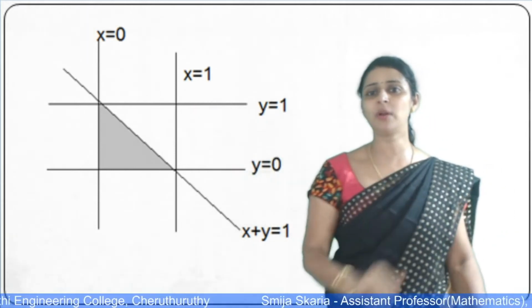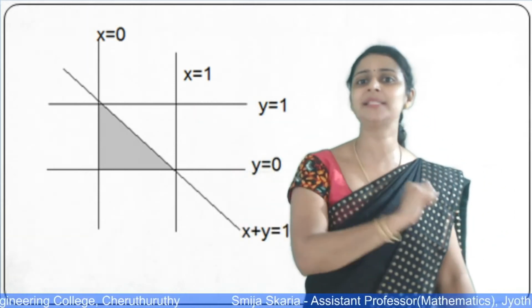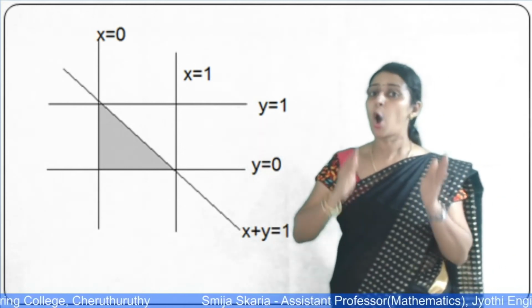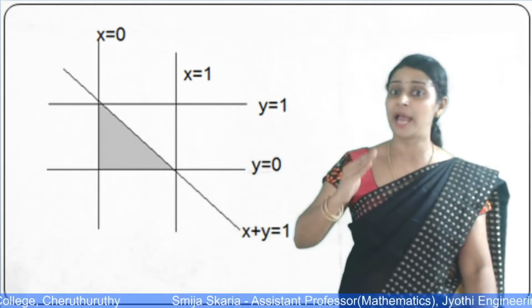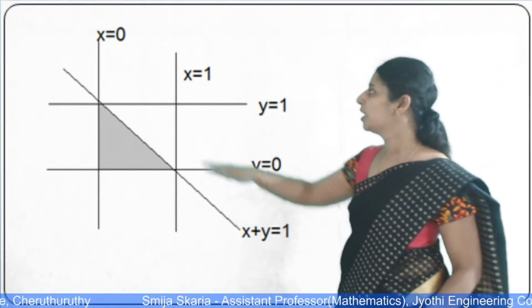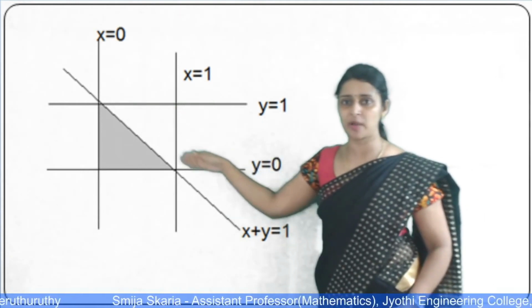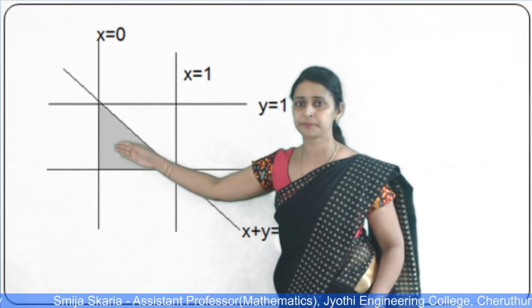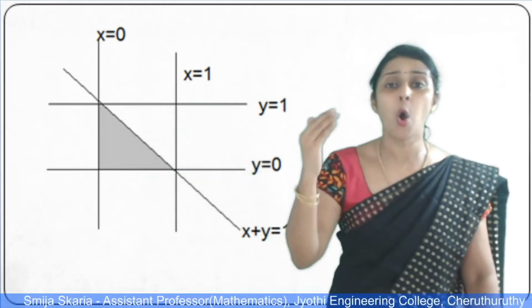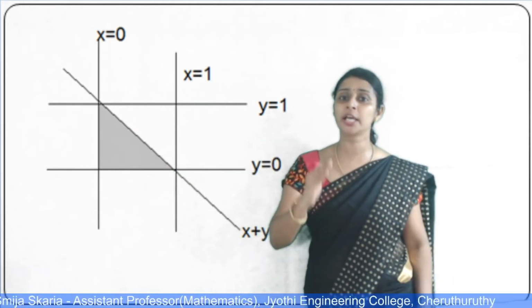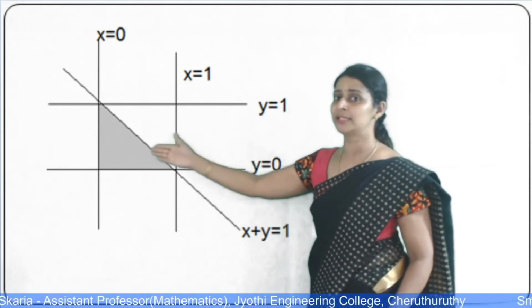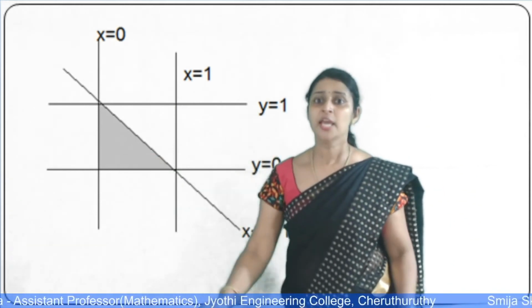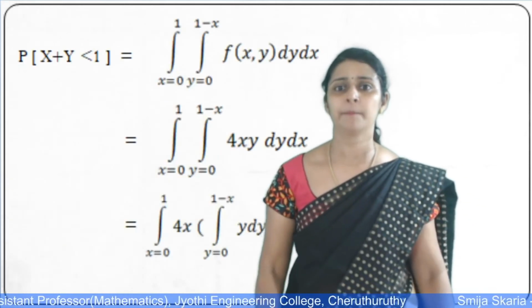Now we have one more line, x plus y less than 1. So we have to take all the points below the line x plus y equal to 1. So this is the line x plus y equal to 1. So x plus y less than 1 means this region. So satisfying all the conditions, we get the required region of integration as this shaded portion. Okay, so this is the given figure.